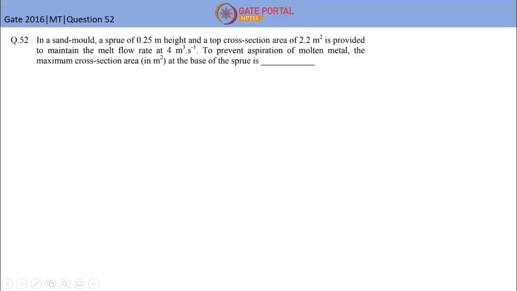This is GATE 2016 Metallurgical Engineering question number 52. In a sand mold, a sprue of 0.25 meter height and a top cross section area of 2.2 meter square is provided to maintain the metal flow rate at 4 meter cube per second. To prevent aspiration of molten metal, the maximum cross sectional area in meter square at the base of the sprue is. So we have to calculate the maximum cross sectional area at the base of the sprue.